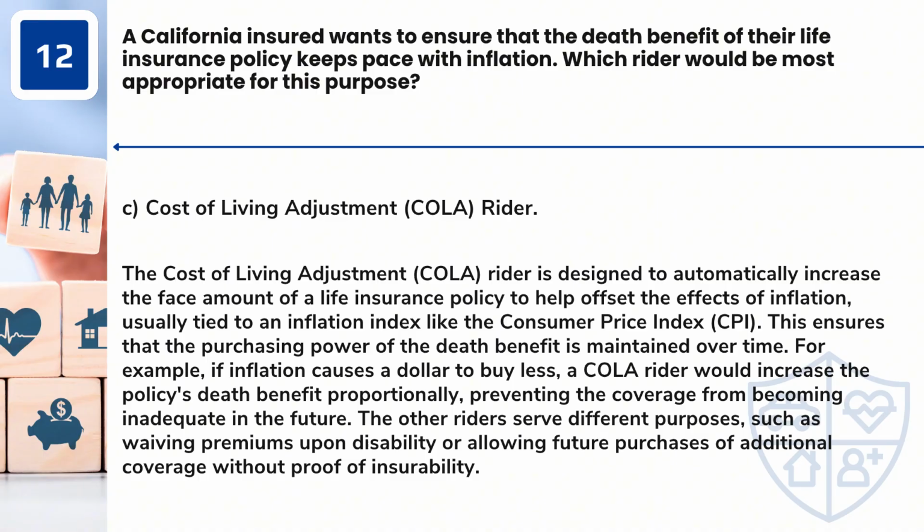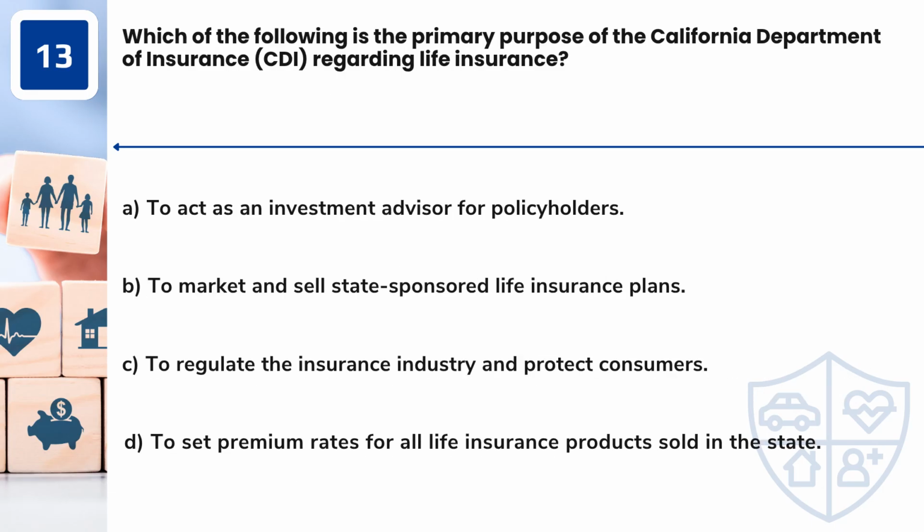The cost of living adjustment, COLA, rider is designed to automatically increase the face amount of a life insurance policy to help offset the effects of inflation, usually tied to an inflation index like the Consumer Price Index, CPI. This ensures that the purchasing power of the death benefit is maintained over time. For example, if inflation causes $1 to buy less, a COLA rider would increase the policy's death benefit proportionally, preventing the coverage from becoming inadequate in the future. The other riders serve different purposes, such as waiving premiums upon disability or allowing future purchases of additional coverage without proof of insurability.